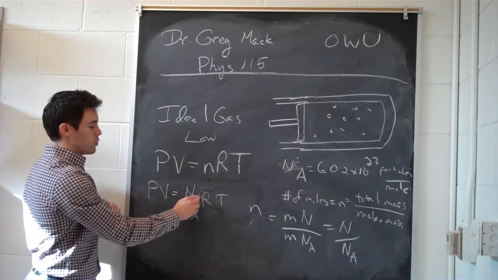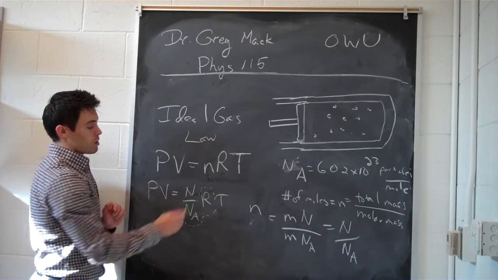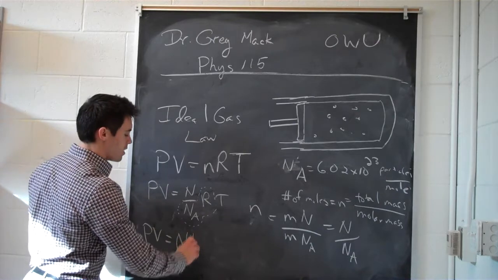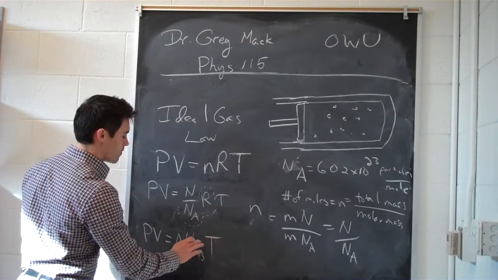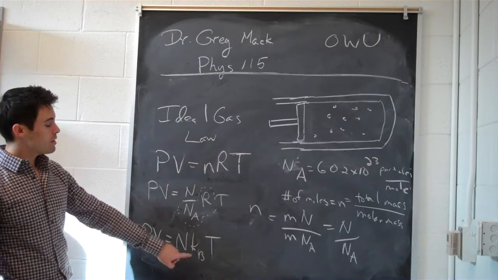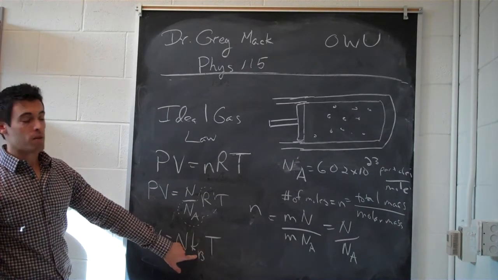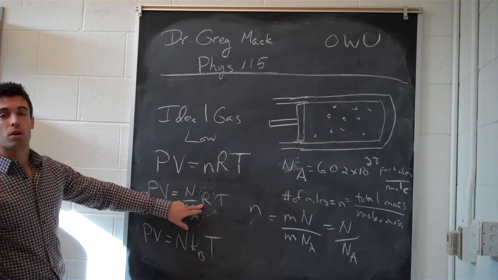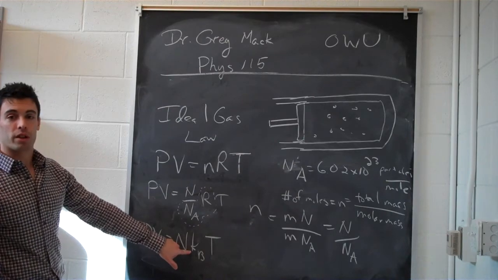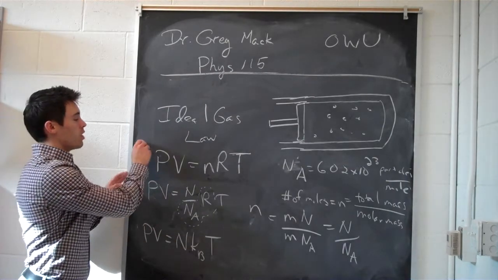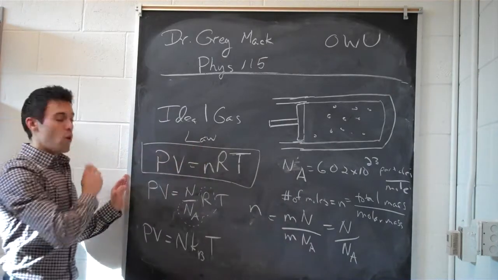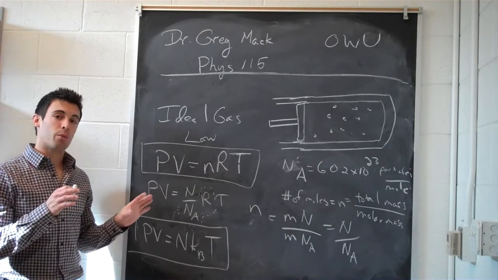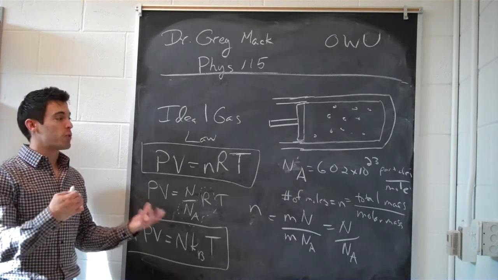So I can take these two constants, because they're both just numbers, and I can make that into a new constant. So I have PV is equal to capital N times small k sub B times T. Where now this is the Boltzmann constant. Okay, and so this one, the universal gas constant, is in joules per mole Kelvin, and this one is just in joules per Kelvin. So you can look at the situation by looking at the number of moles you have, or you can look at it in terms of the total number of particles you have. Either way is a valid way of looking at it. You just have to know which one works best for what situation you want to look at.